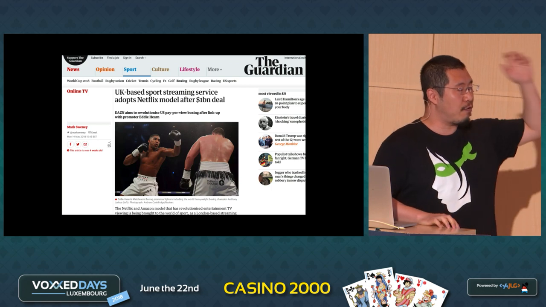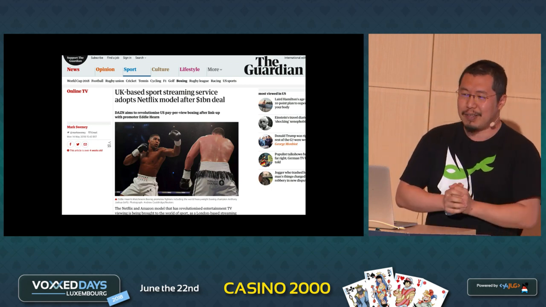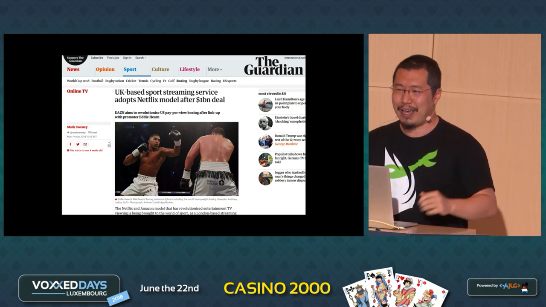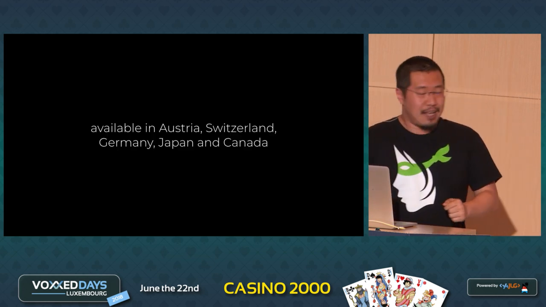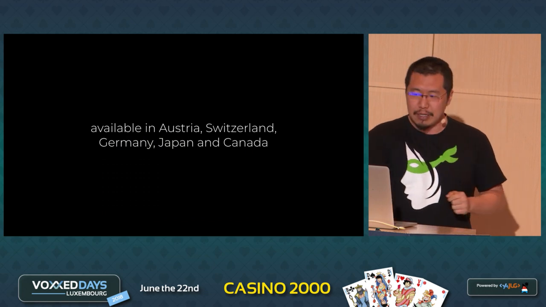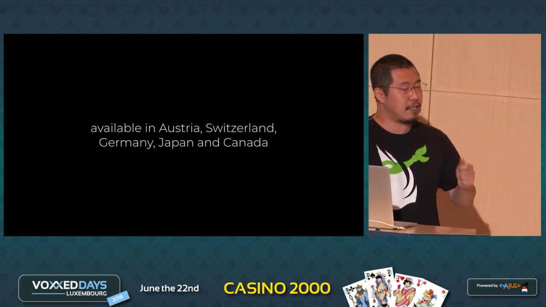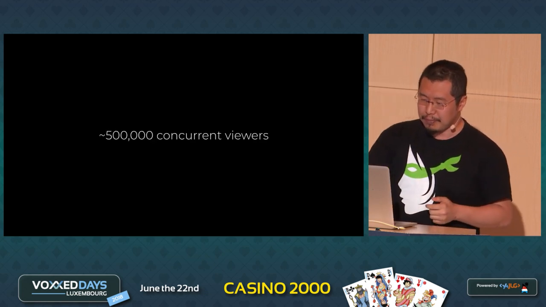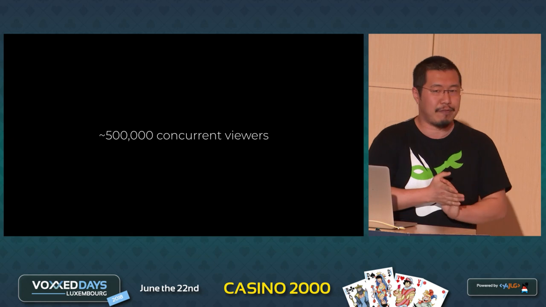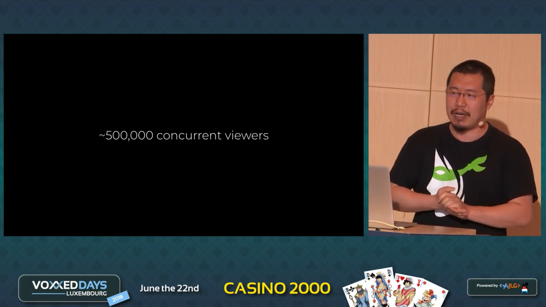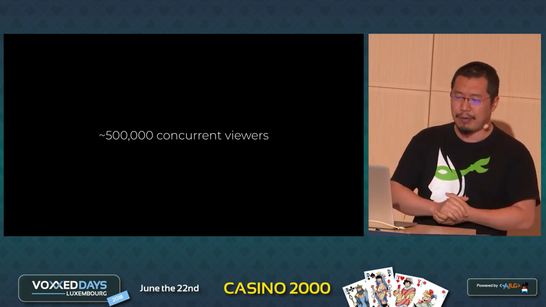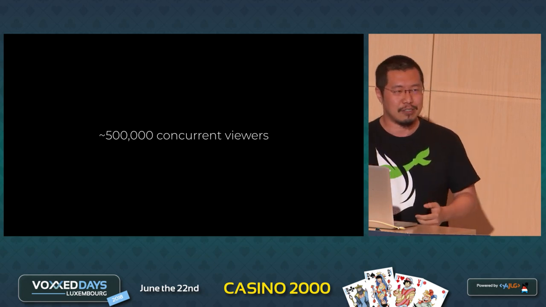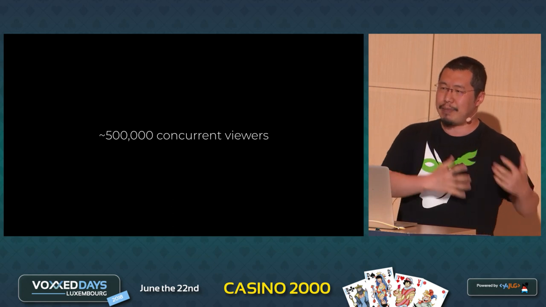We also signed a deal with US boxing, and some of the money involved with these deals is just ridiculous. I don't know if you ever look at how much people pay for those rights. So we are available in 5 countries right now, but we're also coming to the US and a few other countries pretty soon, and we are available on more than 30 different platforms. Currently, at peak, we have about 500,000 concurrent viewers. For El Clasico, for example, more than 500,000 people are tuning in about 2 minutes before the start to watch. So it does come with some really interesting scalability problems.